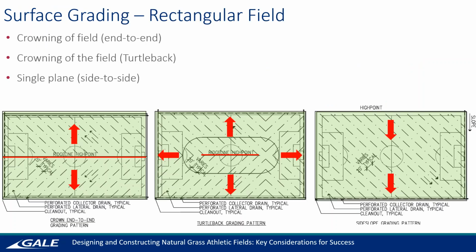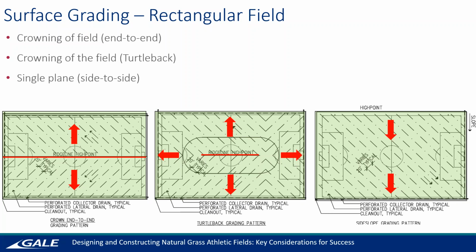Surface grading here. First we'll talk about rectangular fields. In general, there are three ways to grade a rectangular field. The one to the left here is your traditional crowning, down the middle of the field, and then having a single plane from that crown in the middle slope at a constant slope to each sideline.